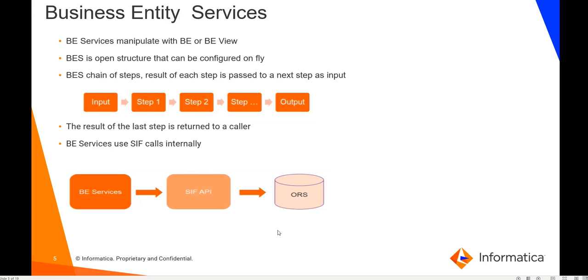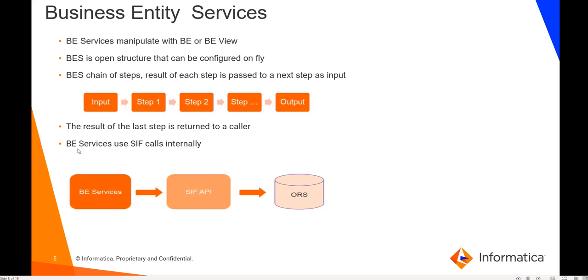Next is business entity services. Business entity services manipulate data based on the business entities and business entity views. A business entity service is an open structure that can be configured on the fly. Business entity services are a chain of steps. The result of each step is passed to the next step as an input, and the result of the last step is passed to the caller.